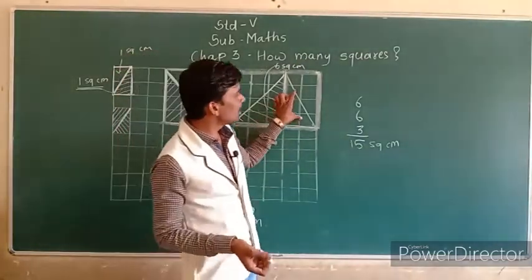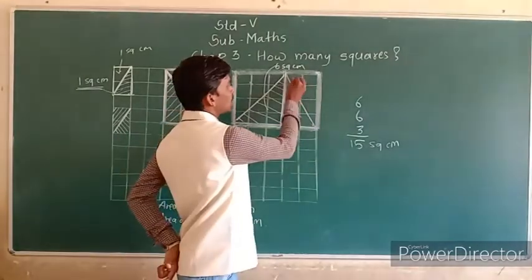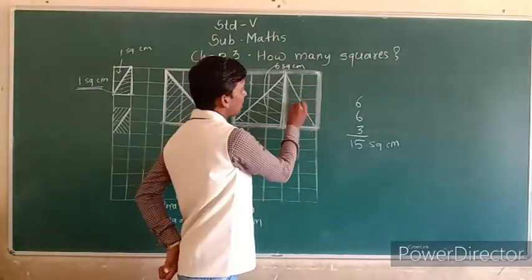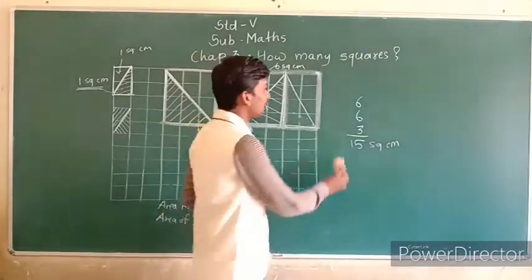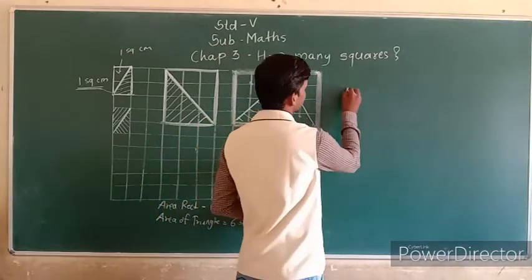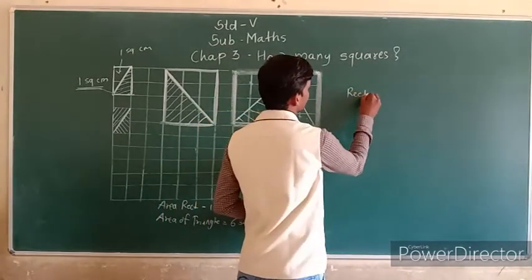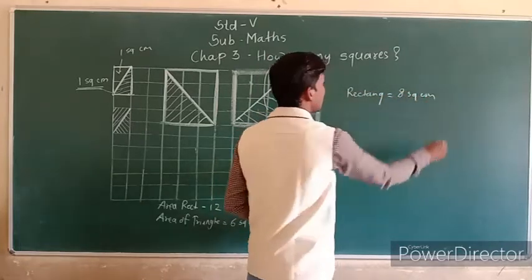And see this remaining part. What is the area of this rectangle? We have to count: 1 2 3 4 5 6 7 8. The area of that rectangle is 8 square centimeter.